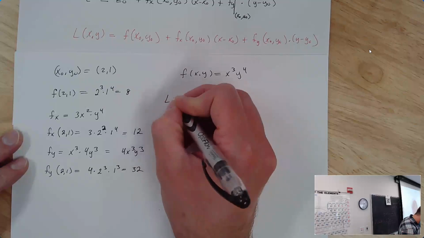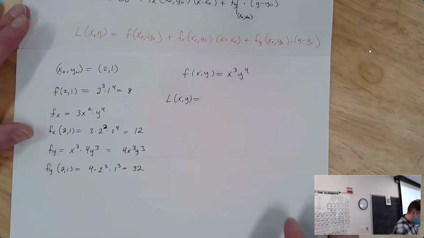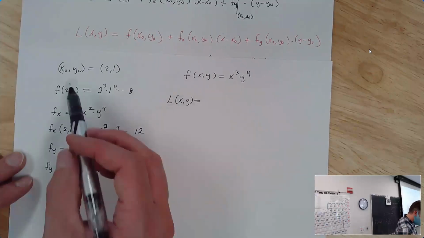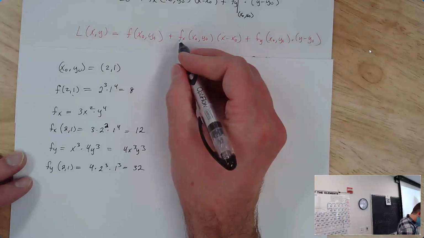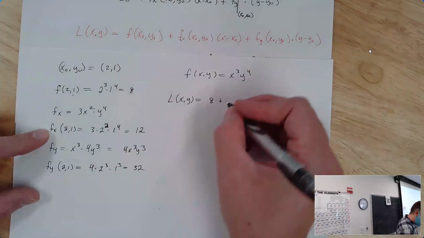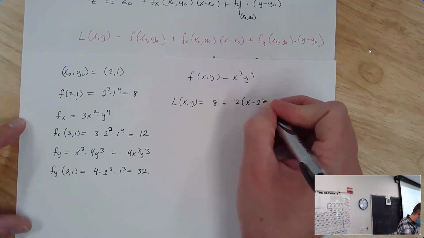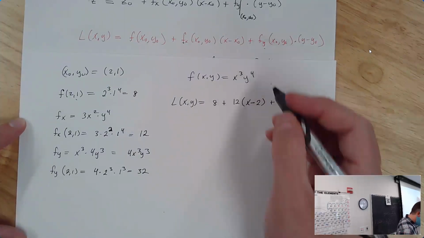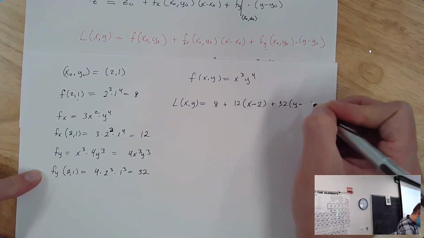So our linearization is going to be, I really don't want to write this out again. Let's just fill in the pieces. F of x naught, y naught is going to be 8. Fx at x naught, y naught is going to be 12 times x minus the x coordinate, plus fy, which is going to be 32 times y minus the y coordinate.